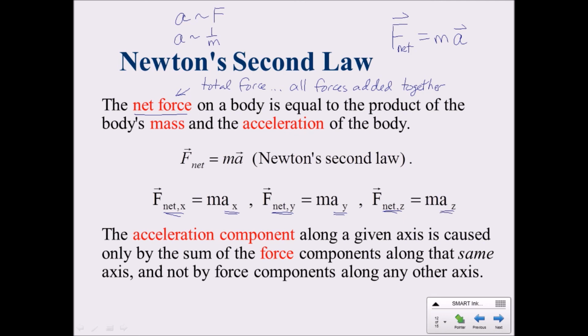This is something we saw when we looked at projectile motion. In projectile motion, the only force acting was the force of gravity. The force of gravity acts straight down in the negative y direction. So since there was no force in the x direction, the acceleration in the x direction was 0. And because there was a net force in the negative y direction, there was an acceleration in the negative y direction.